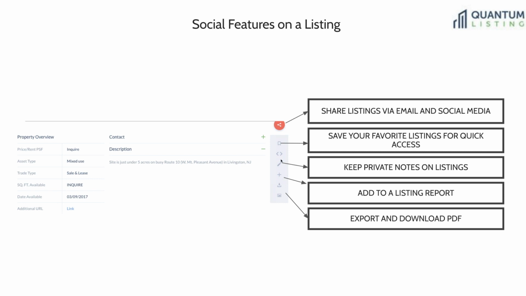These other icons here, this is again that iframe icon. You can take private notes on any listings, yours and other people's. You can add listings to listing reports. Quantum Listing will create a PDF of your listing or anybody else's listing if you want it to, just by clicking that button. And you can, of course, export and download a PDF that you have previously uploaded.